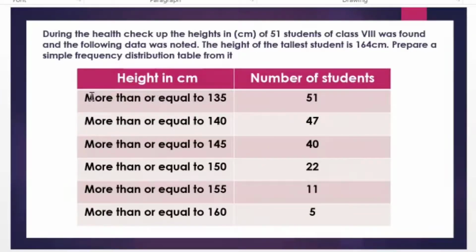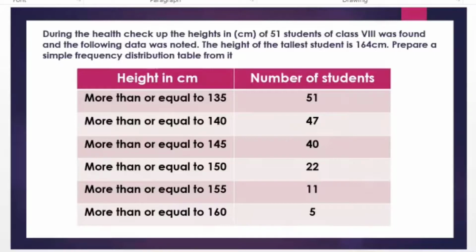Remember, when I say more than 135, my first class will have the number of students having the height more than 135 centimeters. So that means 135 will become the lower limit. Now clearly see 135, 140, 145. The difference is how much? The difference is 5. So that means the class size will be 5. So my first class interval will be 135 to 140.